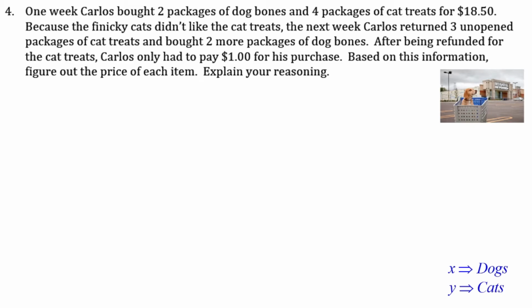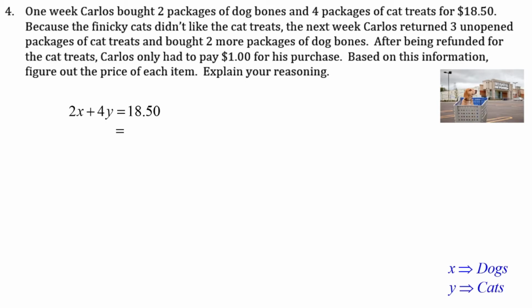One week, Carlos bought 2 packages of dog bones. How about if we call that a 2x? And 4 packages of cat treats. For $18.50. So 2x plus 4y equals $18.50.